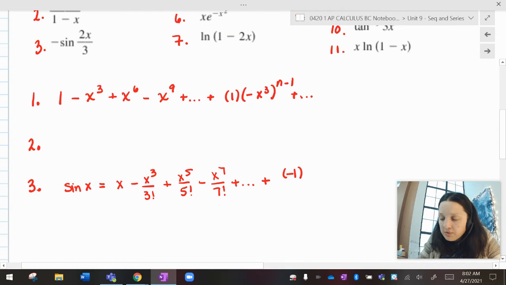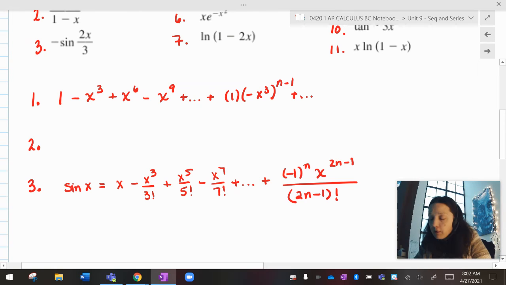And then my general term is that it alternates. The power on top is odd, and the factorial on the bottom is odd. Odd, I can use 2n minus 1. And now let me make sure that it's going to alternate with the right starting sign here. Let's see, when x is raised to the 7th, that would be an n of 4. And so if I need an n of 4 to create a 7, negative 1 to the 4th would be positive. I'm off a little, so I'll make that n plus 1. All right, so there's my general term.